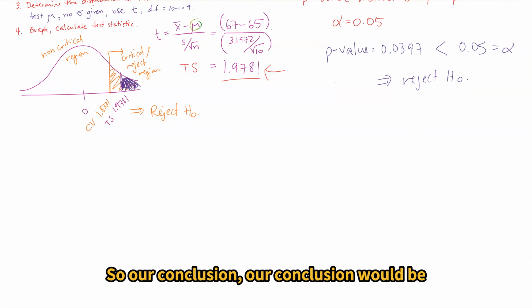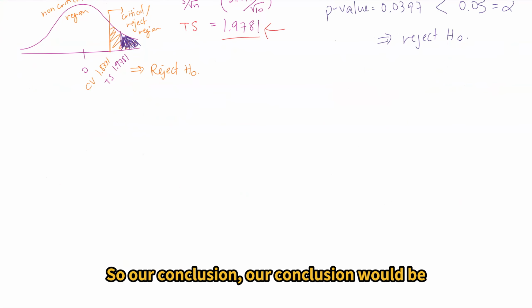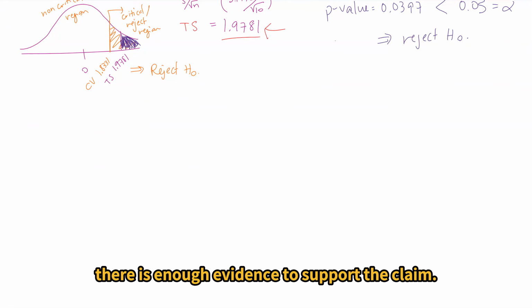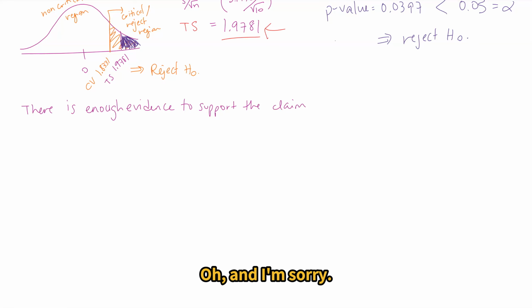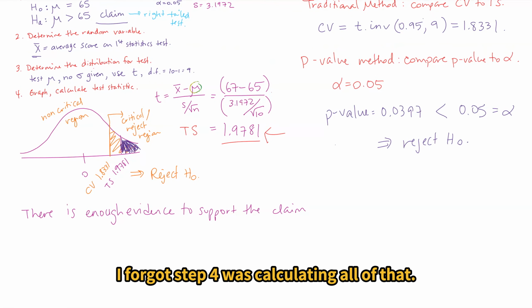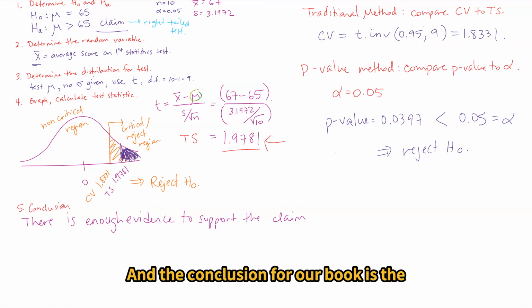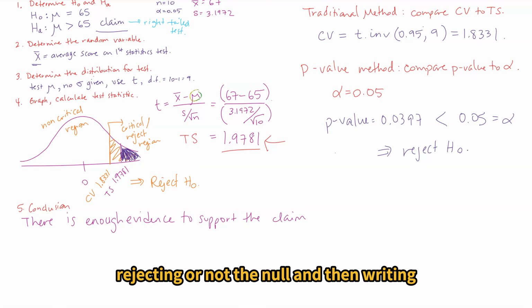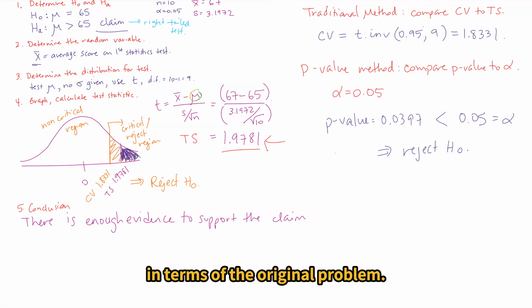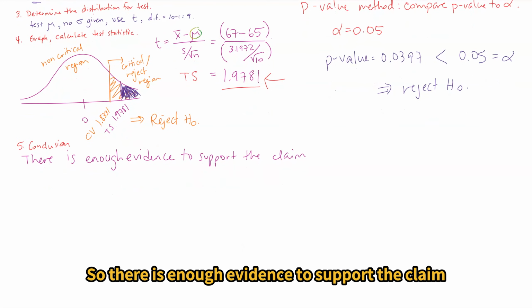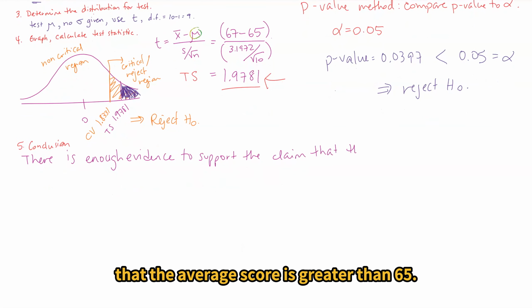So our conclusion would be there is enough evidence to support the claim. Oh, and I'm sorry, I forgot. Step 4 was calculating all of that. This is my step 5, the conclusion. And the conclusion for our book is the rejecting or not the null, and then writing in terms of the original problem. So there is enough evidence to support the claim that the average score is greater than 65.